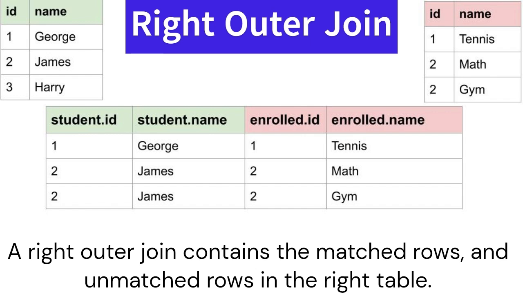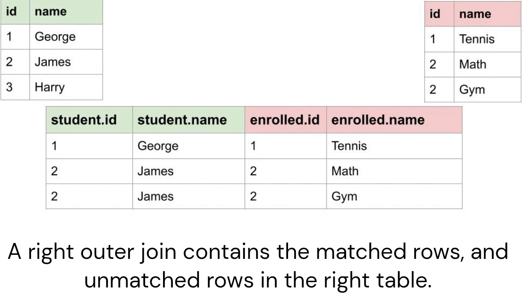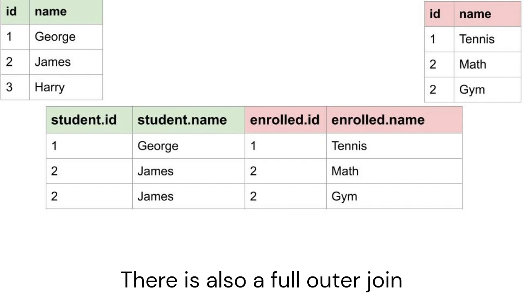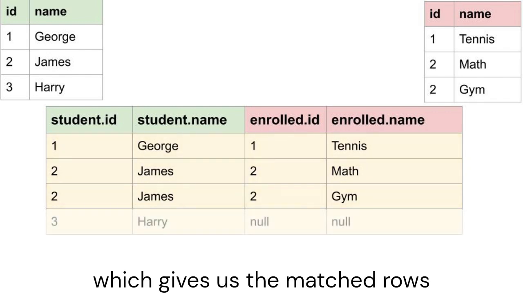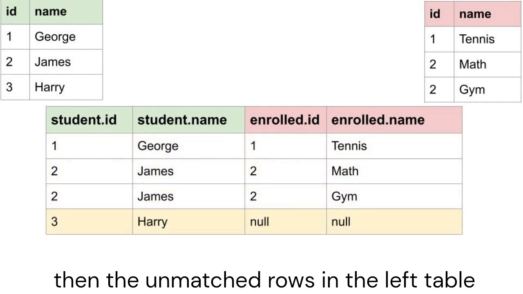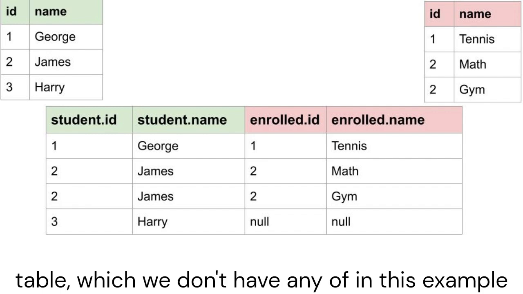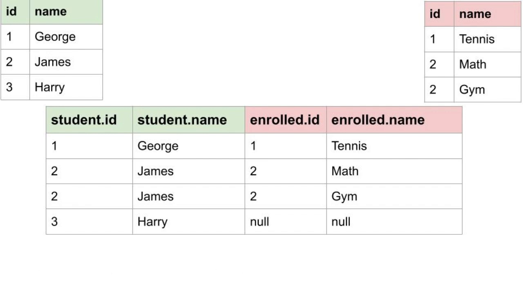A right outer join contains the matched rows and unmatched rows in the right table. All the rows in the right table have a match, so we have the result of the right outer join already. There is also a full outer join which gives us the matched rows, then the unmatched rows in the left table, and finally, the unmatched rows in the right table, which we don't have any of in this example.